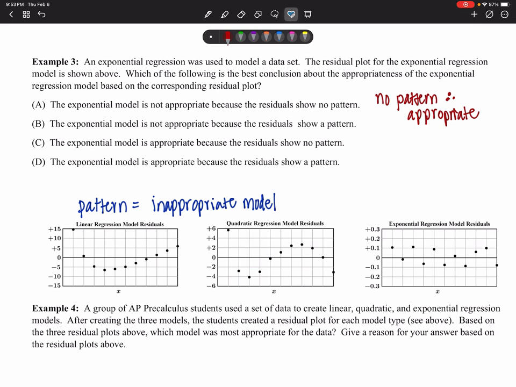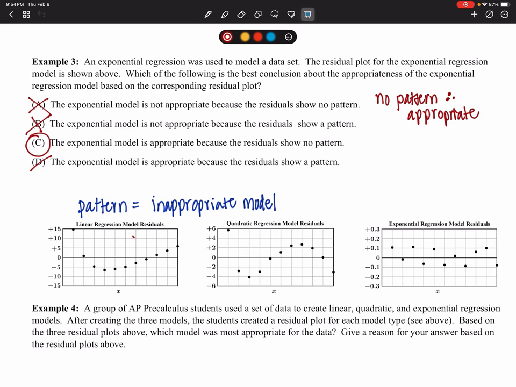So the exponential model is not appropriate? No, not true. It is appropriate. The exponential model is appropriate, yes, because the residuals show no pattern. It's going to be no pattern. So pattern, inappropriate; no pattern, appropriate. Pattern, inappropriate. No pattern, appropriate.